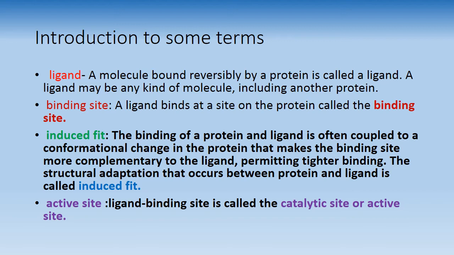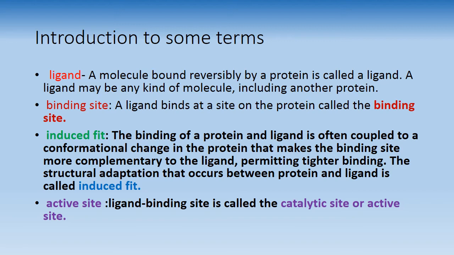For example, antigen and an antibody. Antigen is also protein in nature, and antibody is also protein in nature, right? So an antibody can act as a ligand to the antigen. After binding to the antigen there may be a change in the conformation of the antigen. That's the basic meaning of the line that a ligand may be any kind of molecule including another protein.